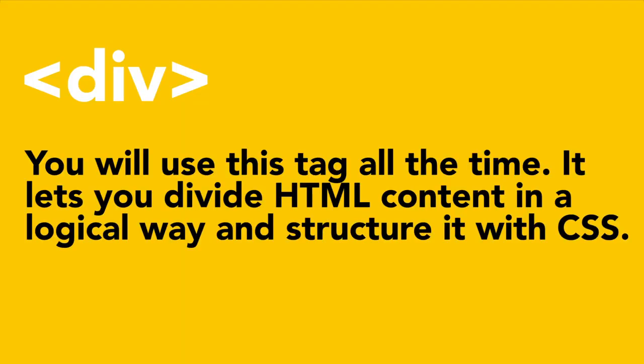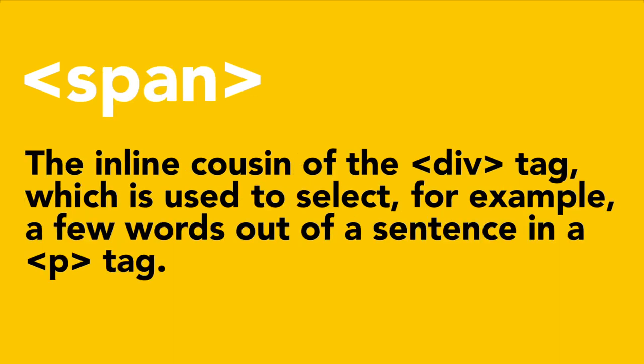Div stands for division, as in a division of your page, and this important tag lets you group together elements in a useful way. It's a block element, and by itself is invisible until we add some CSS. The inline cousin to a div is called a span, and it's a way to isolate, for example, 3 words out of a paragraph tag.